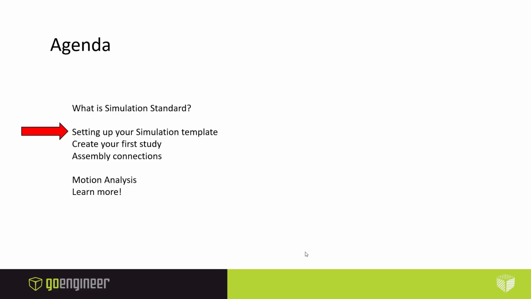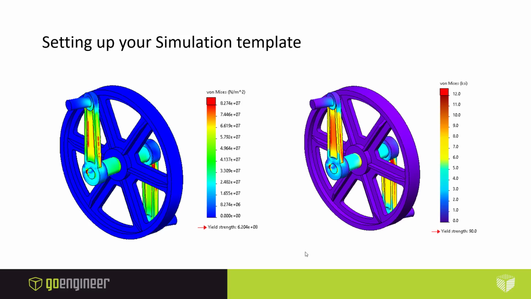Now, out of the box, when you run a structural analysis study in simulation standard, it's going to look something like this. You see the color chart, a lot of scientific notation. Units are very tiny, newtons per meter squared. So what we're going to do is customize some of these result templates, let's call them, so they look a little cleaner. Something you may want to do on your machine before you even get started with your first simulation study.